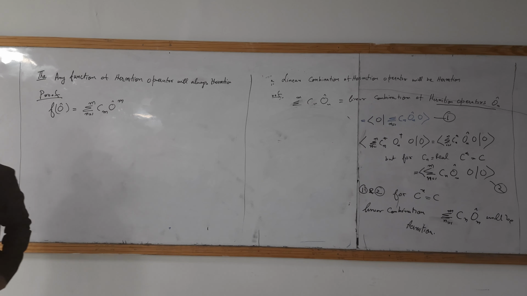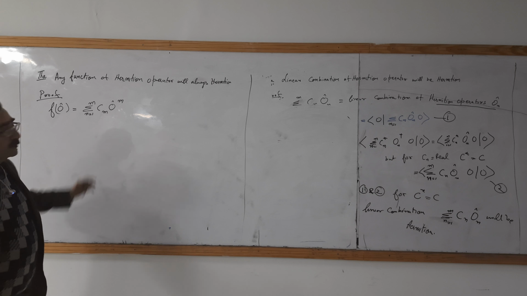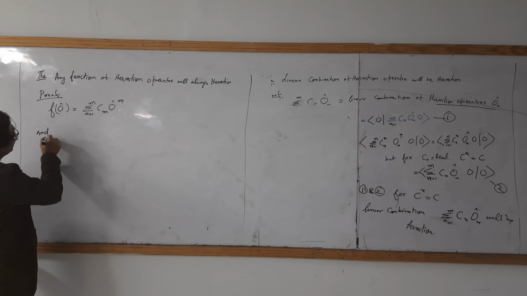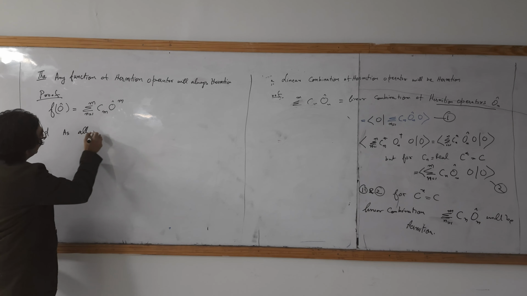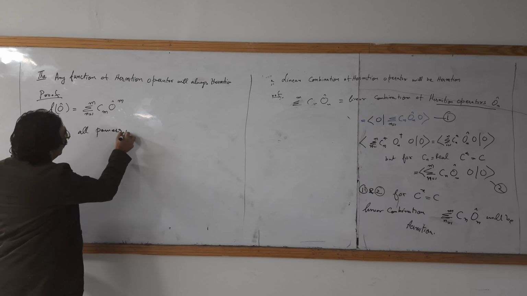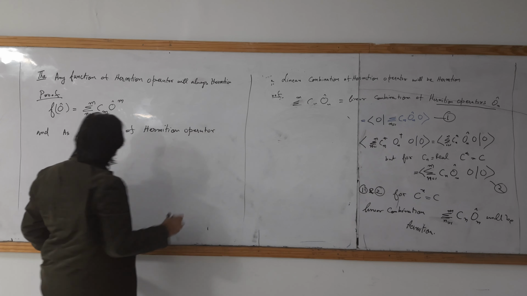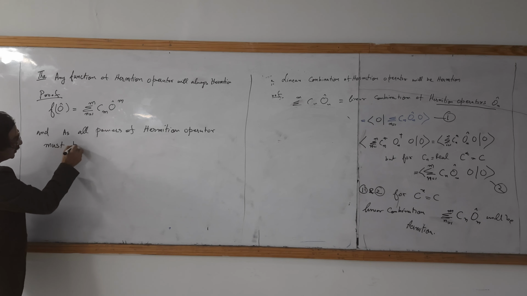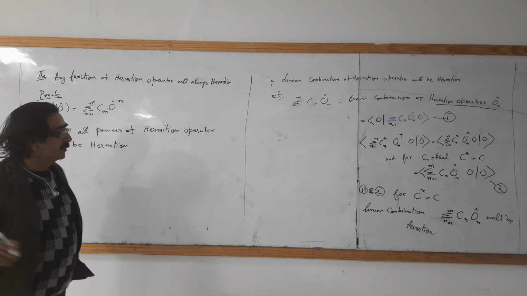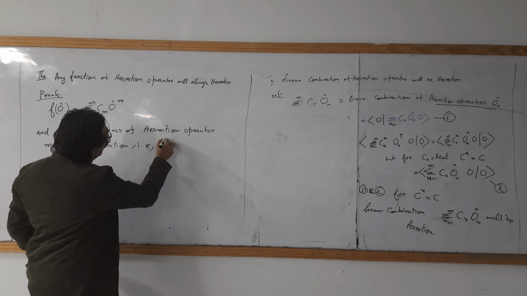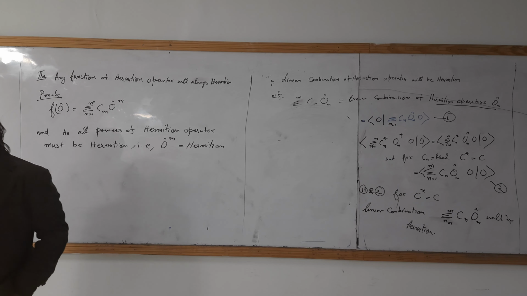So this may be written in this form, and as we proved, all powers of a Hermitian operator must be Hermitian. We have already proved this in the last theorem, that O to the power m will be Hermitian. So everything will be Hermitian. O^m is Hermitian.